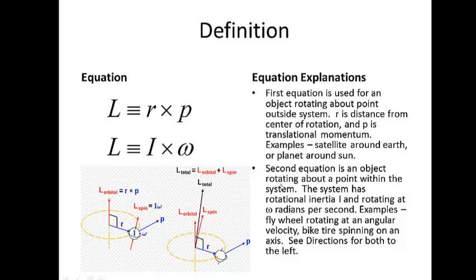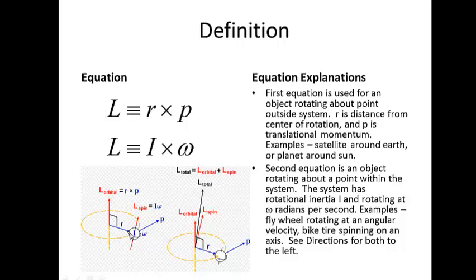This second equation is for an object rotating about a point within the system. So here's a rigid body, a sphere it looks like. The system has a rotational inertia I and rotates at omega radians per second. Examples: a flywheel rotating at an angular velocity, bike tires spinning on an axis. Getting the direction for omega is a little tricky.